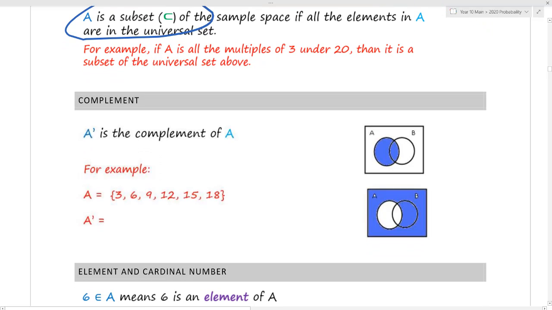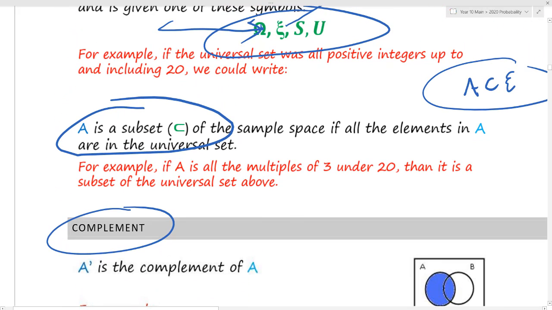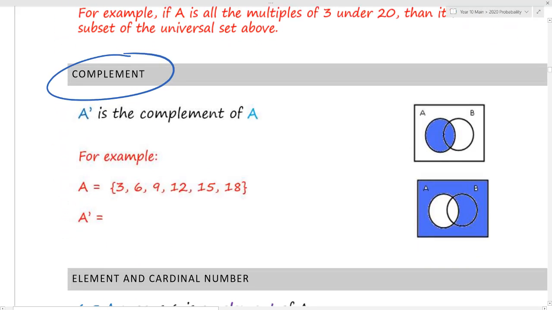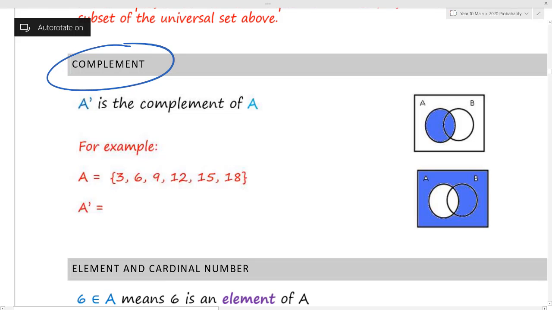We also talked about complement yesterday. Remember, complement is spelled differently, not the same spelling as compliment. And of course, the complement of A, A dash, is, well, it's not A. So if we're having a look at all the positive integers up until and including 20, and A is the multiples of 3, what would be not A in this set? Let's have a look and let's fill those in together.